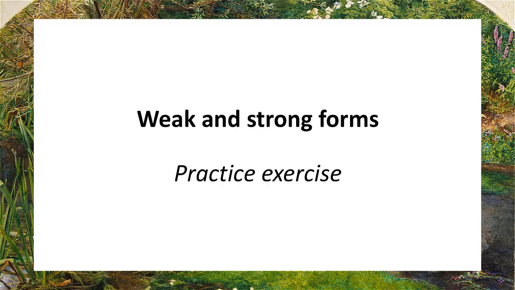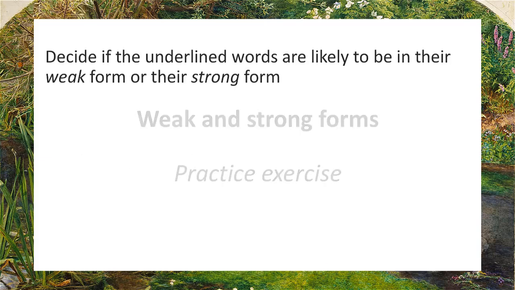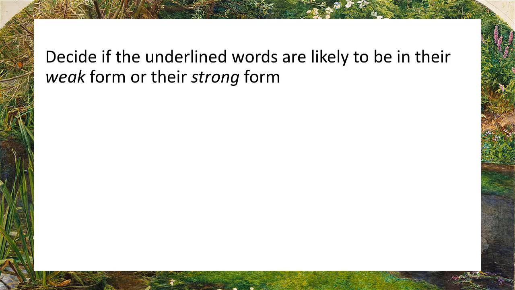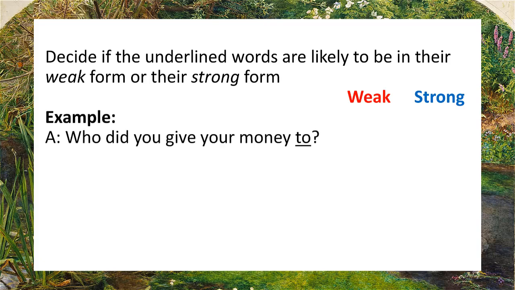Okay, let's do some practice now to test your understanding. In this exercise, I want you to read the sentences and then decide if the underlined words are likely to be in their weak form or their strong form. You can use the rules you've learned in this video to help you decide. So, for example, who did you give your money to? To my sister. In the first sentence, I used the strong form, because to ends the sentence. And in the second, I used the weak form.